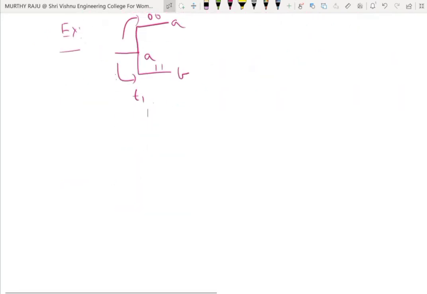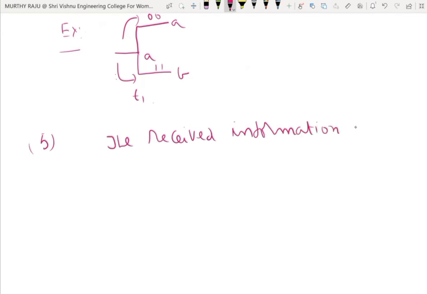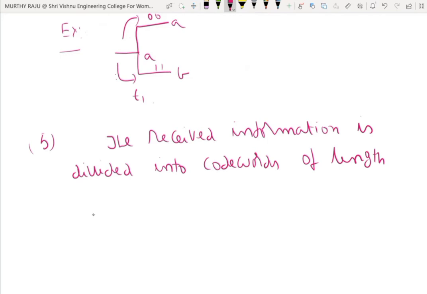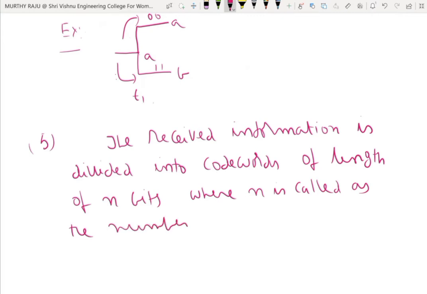Next one, fifth point here is the received information is divided into code words of length n bits, where n is called the number of outputs of the convolutional encoder.